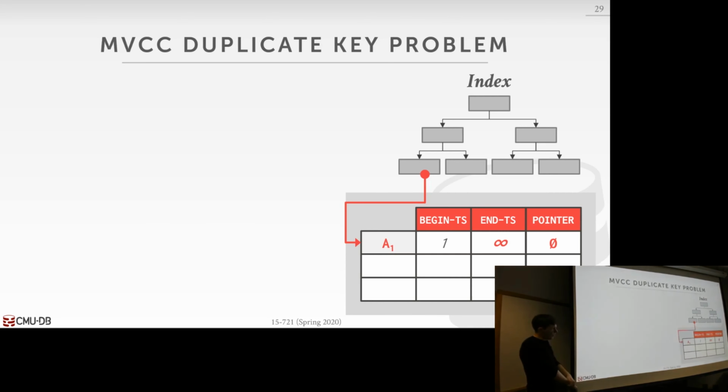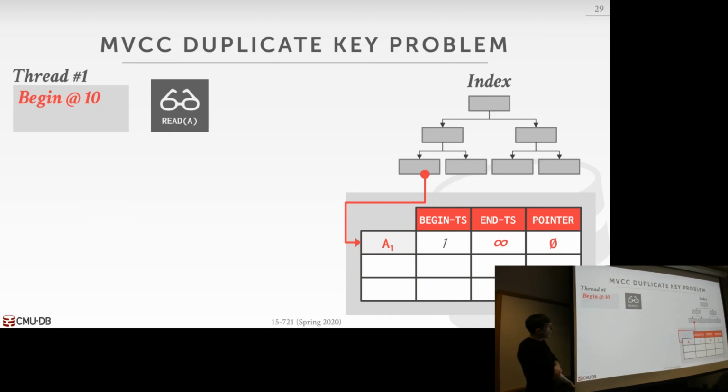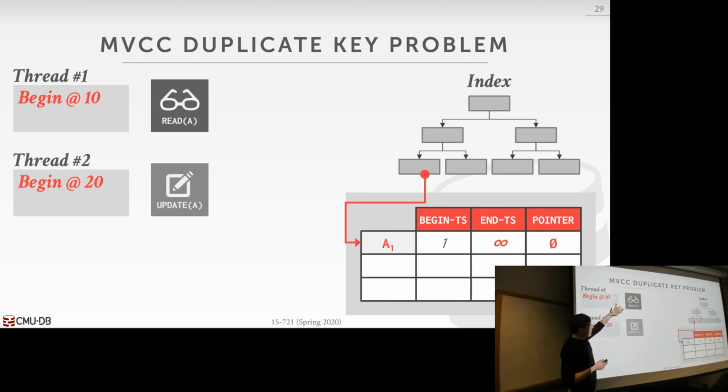Let's say I have a simple tuple A with a single version. My first transaction comes along and does a read on A. We'll cover what begin and end timestamps mean in the next class, but just assume this is the timestamp it's given when it started. So this one does a read on A, no big deal. I follow my pointer in my index, and I land here. This one does an update on A, same thing. I follow the pointer, I create the new version and update the version chain.